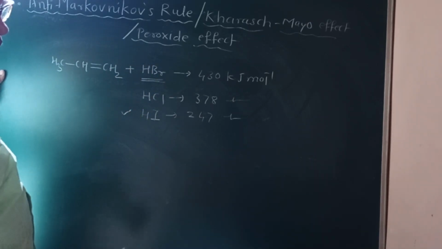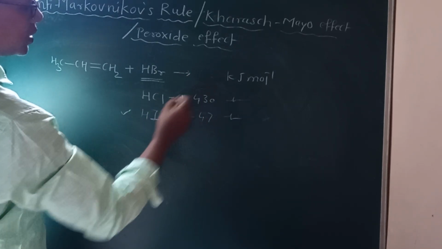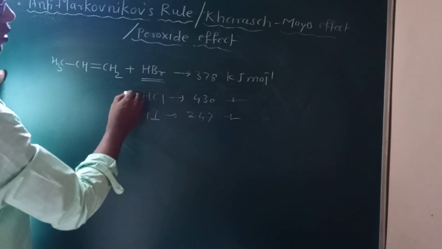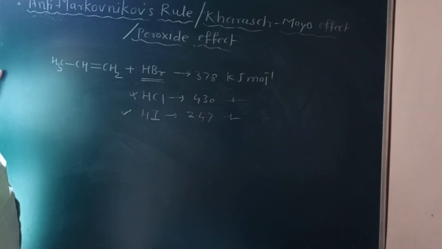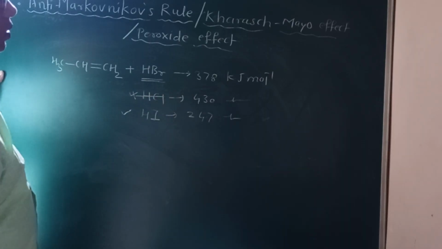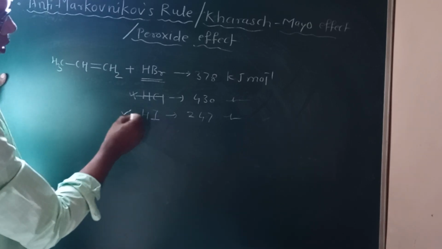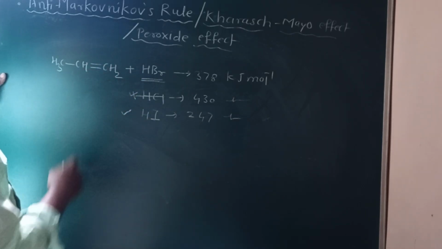Oh, sorry. For HCl it is 430. Extremely sorry. For HCl it is 430, and for HBr it is 378. So HCl should be less reactive, it is less reactive towards this reaction. That's why it is not shown by HCl. HCl will not follow this AMR. Then what is the problem with HI? Though it is having the least energy, why is it not shown by HI?